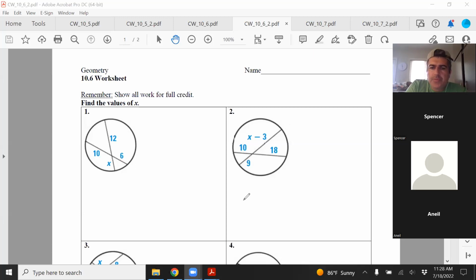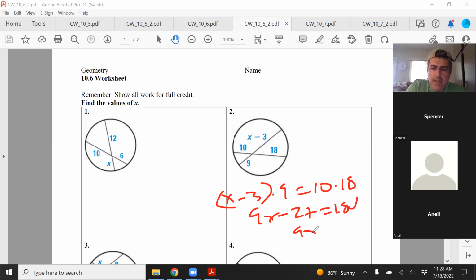Okay, so for number 2, you're going to say x minus 3 times 9 equals 10 times 18. So 9x minus 27 equals 180. 9x equals 207. That's kind of nasty, whatever that is. Oh, never mind. It doesn't come out nasty at all. It's 23.